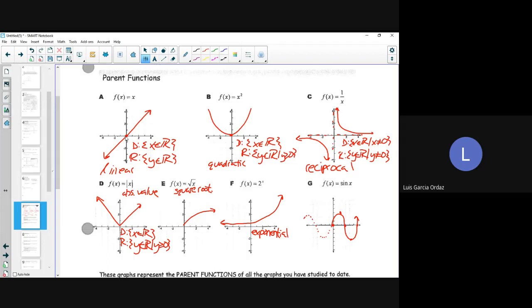So do we need to know the domain and range for the last two? I'm pretty sure you guys can probably figure it out on your own. What would the domain be for E? x is an element of the real numbers such that x has to be greater than or equal to 0, okay? And what would the range be? It would be the same thing, right? Yeah, so domain and range are the same.